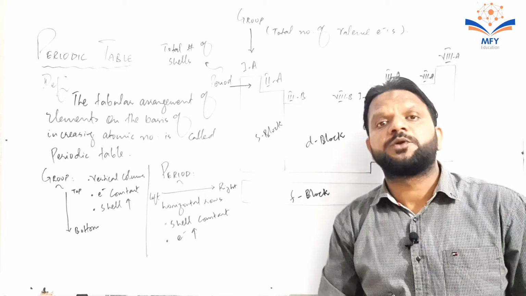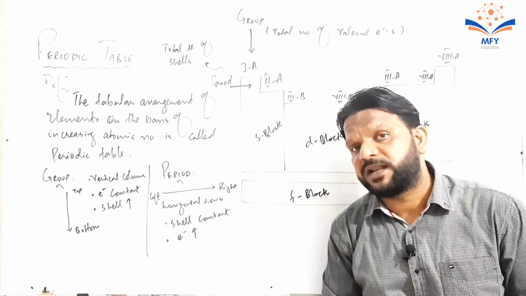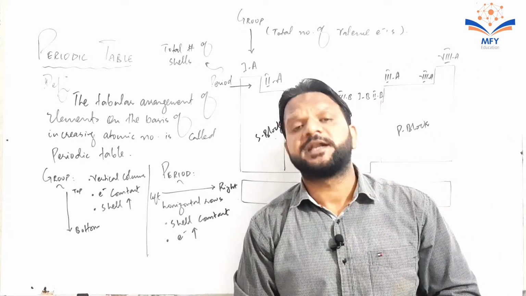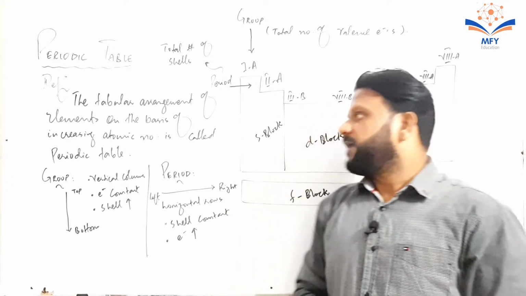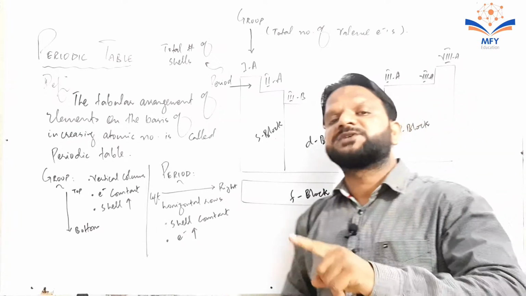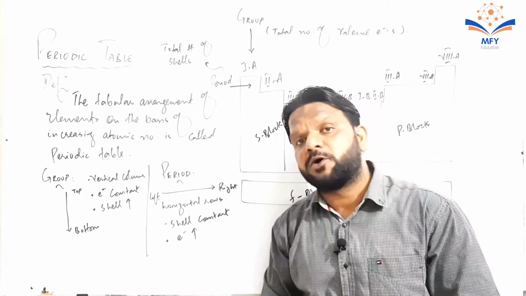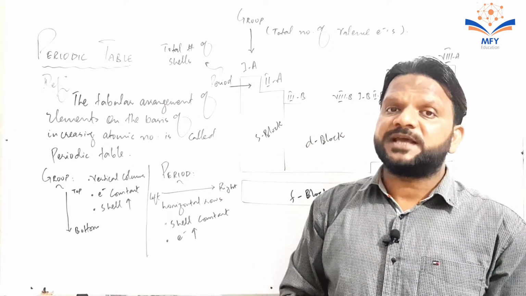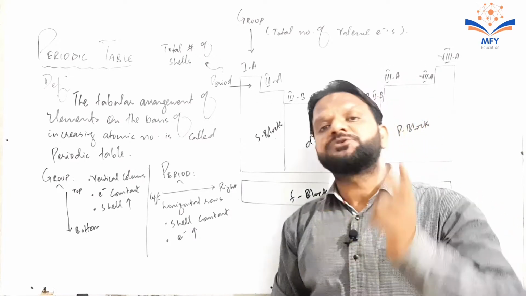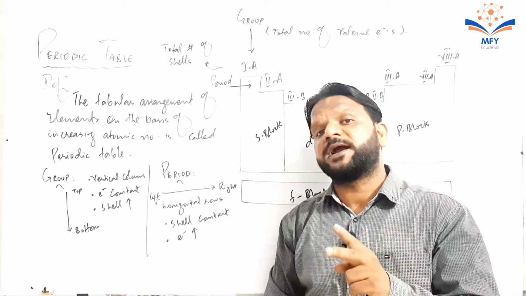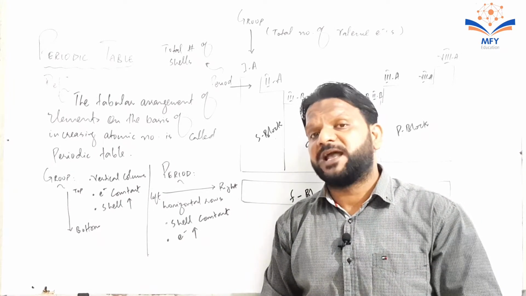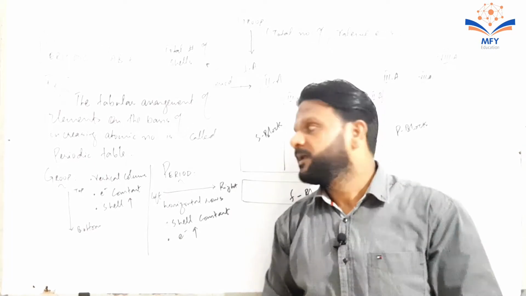If any element belongs to group 1A, it means that it contains 1 electron in its valence shell. Group 2A contains 2 electrons in the valence shell, and group 8A contains 8 electrons in the valence shell. If any element belongs to period 1, it means that it has only one shell, that is the K shell, and only one subshell, that is the S subshell. If any element belongs to period 2, the valence shell will be L and the subshell will be P. If any element belongs to the M shell, the third shell, its valence shell is M and its valence subshell is D.